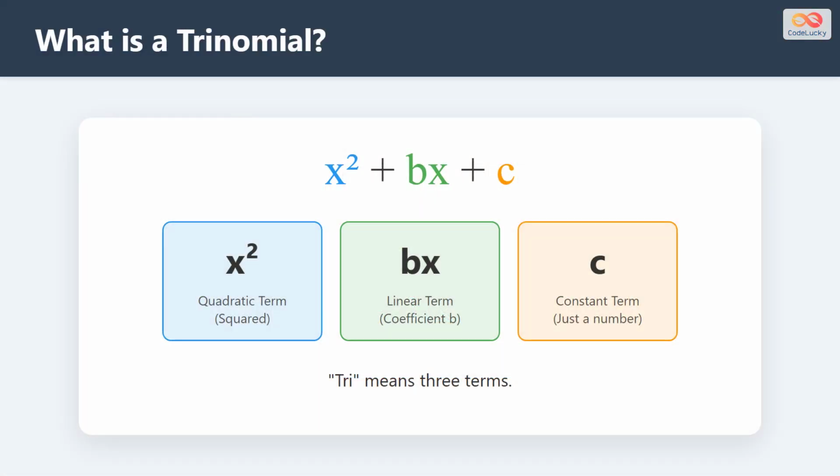First, let's understand what we are looking at. A trinomial is simply an algebraic expression with three terms. In our case, we have the squared term, which is x squared, the linear term in the middle with a coefficient we call b, and the constant term at the end, which is just a number we call c.